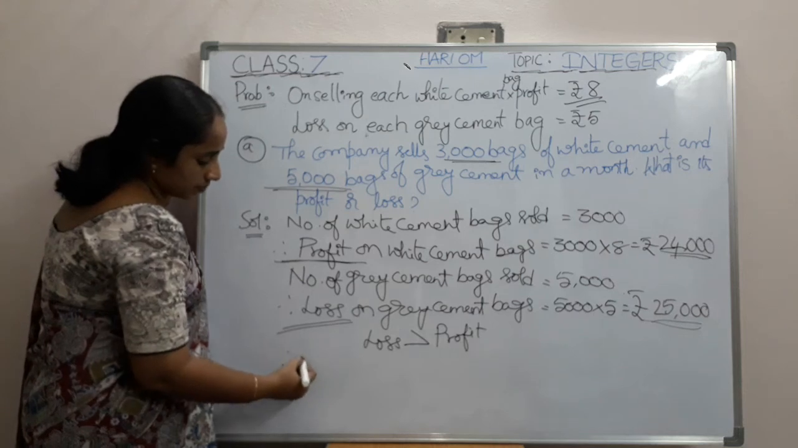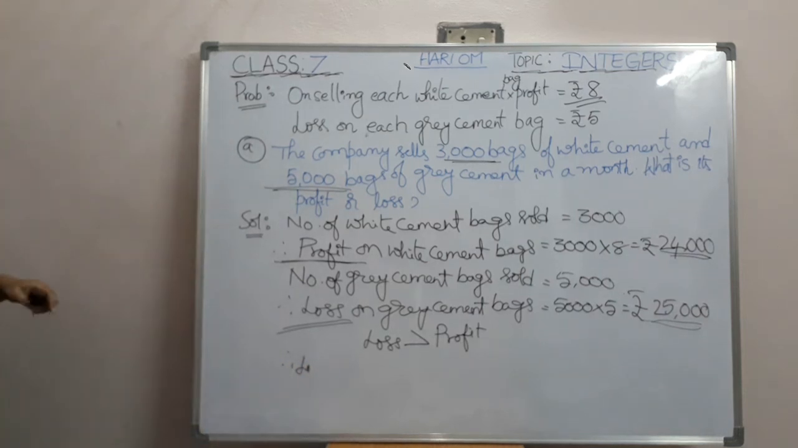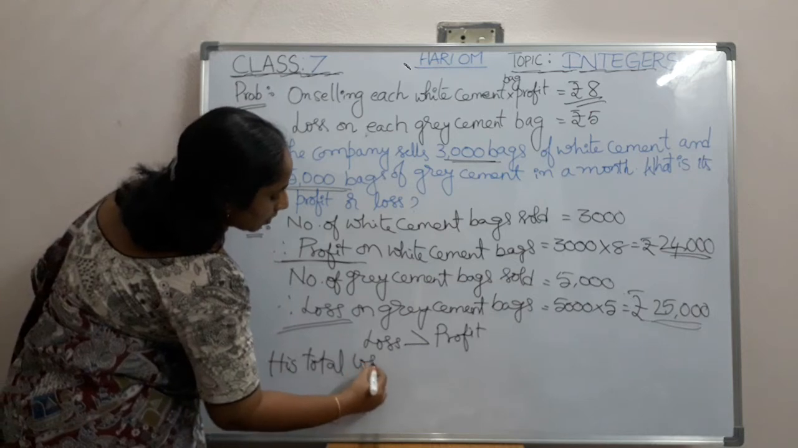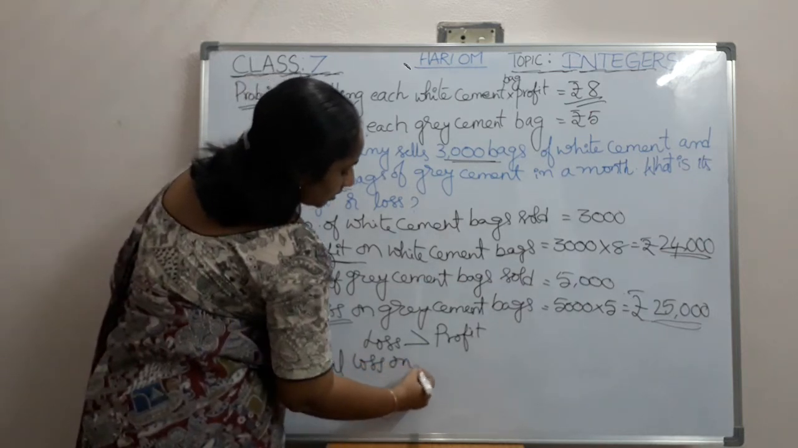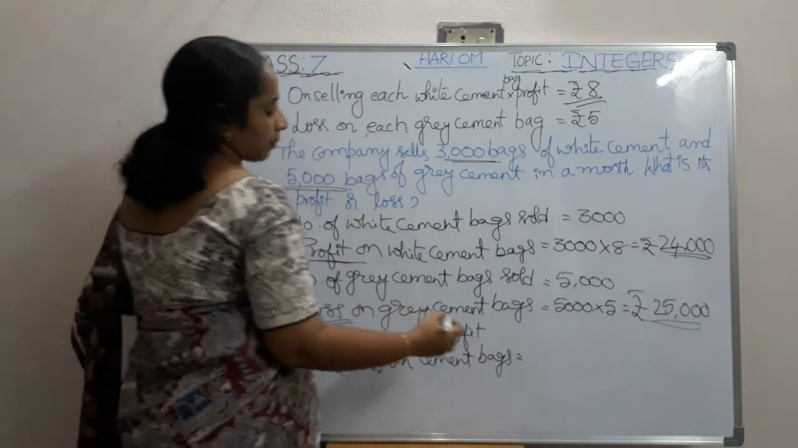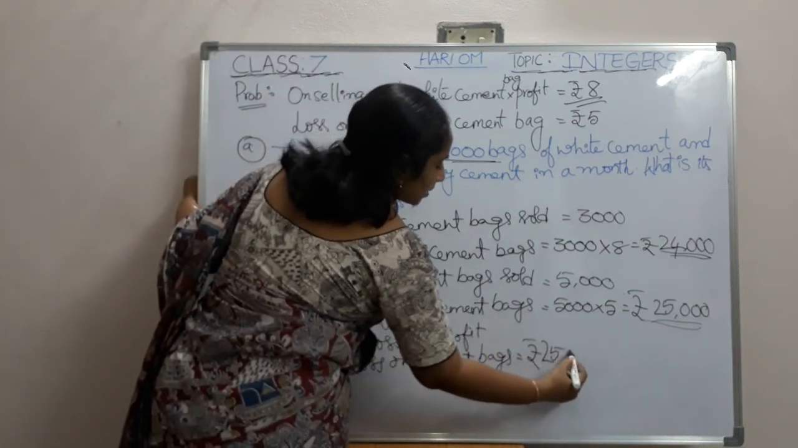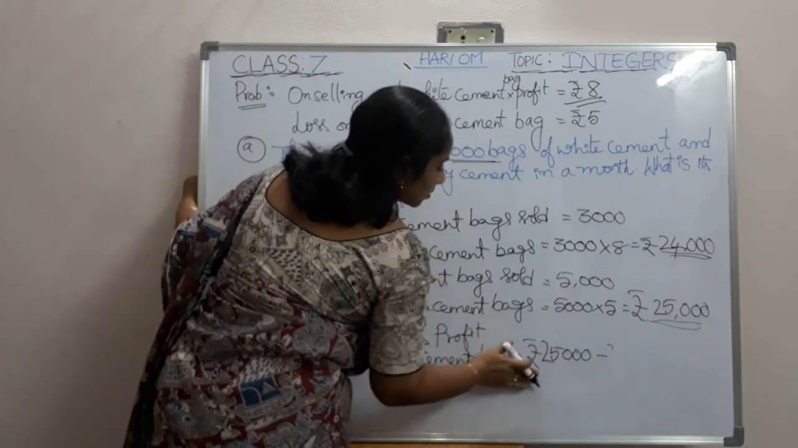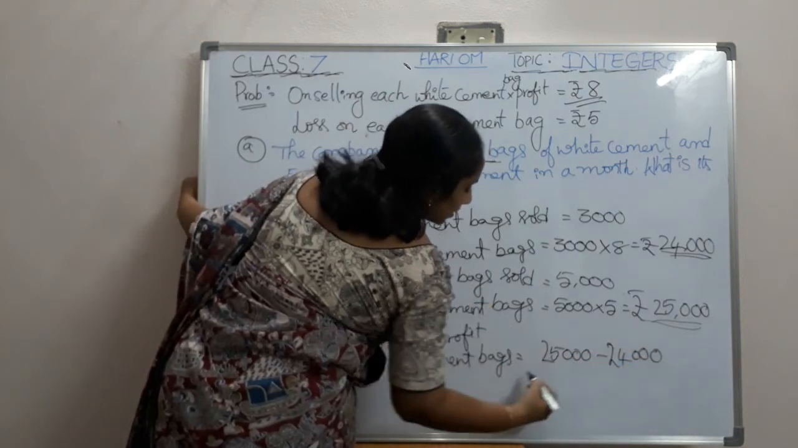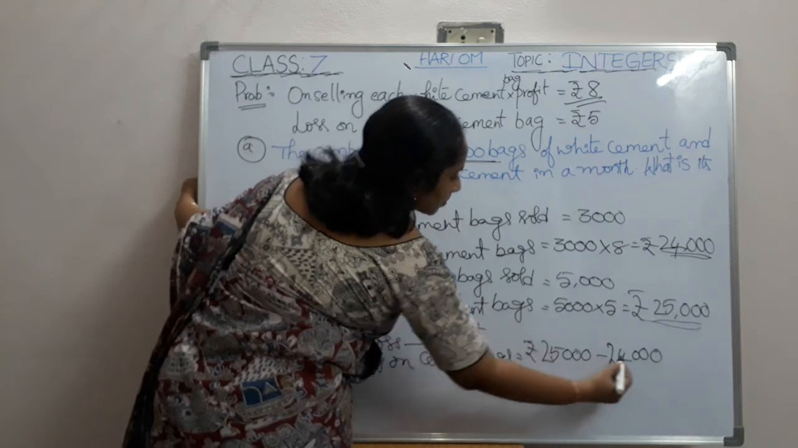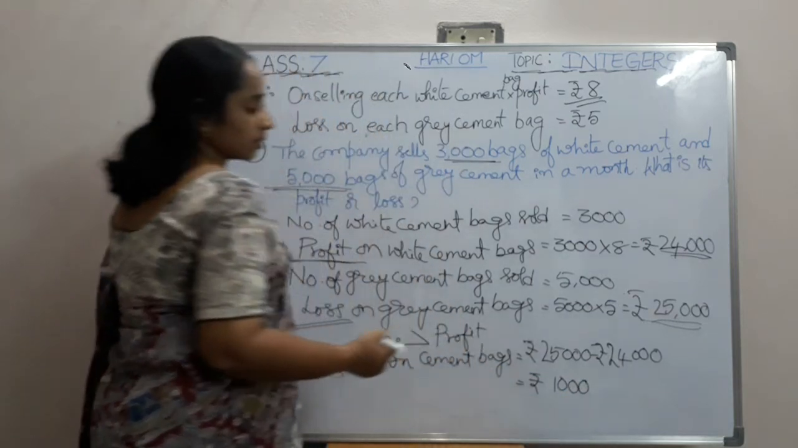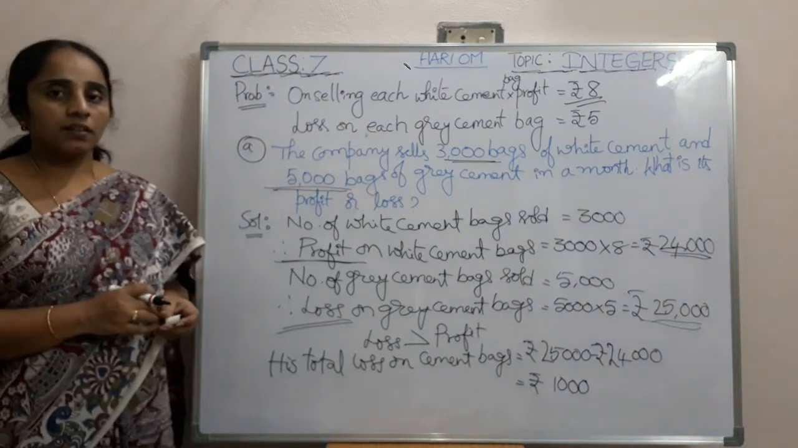So his total loss on cement bags is equal to rupees 25,000 minus 24,000. It is 1,000 rupees his total loss.